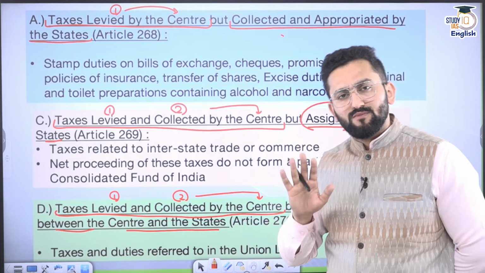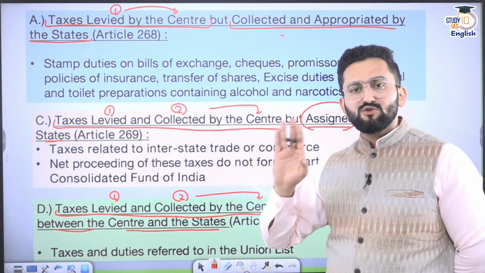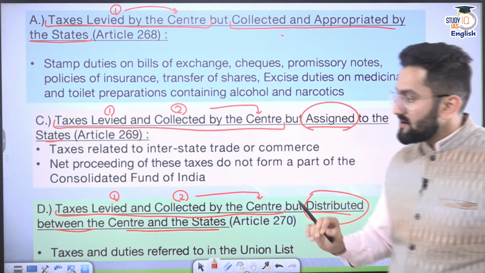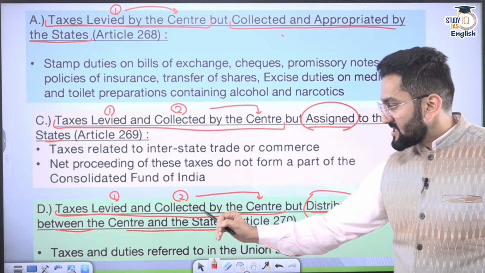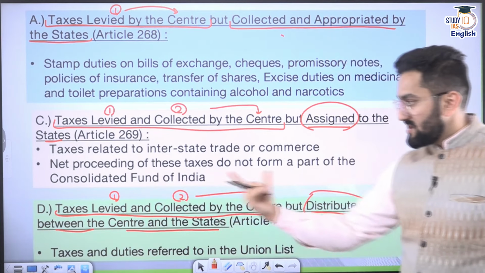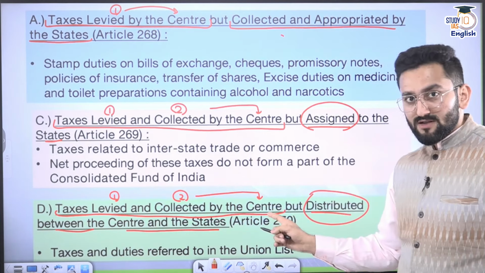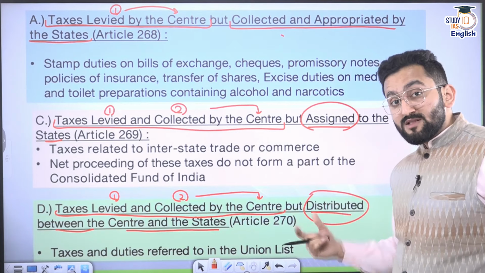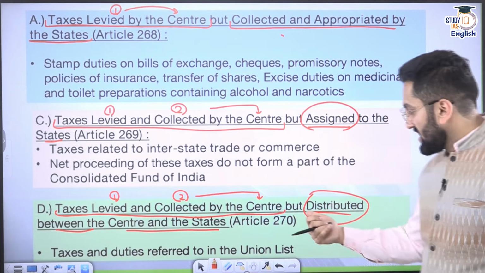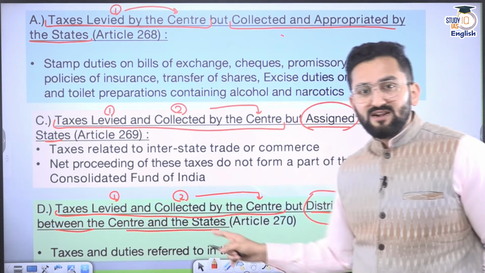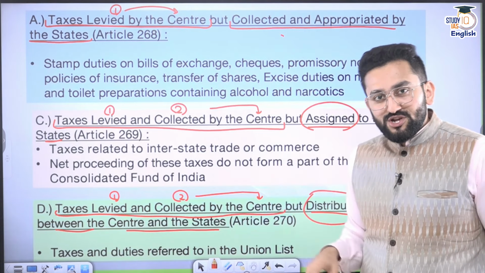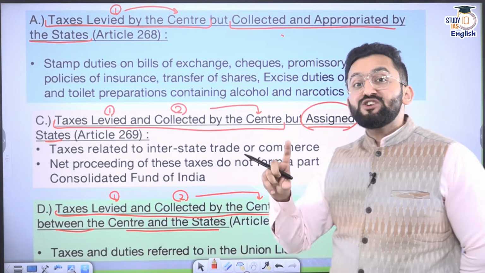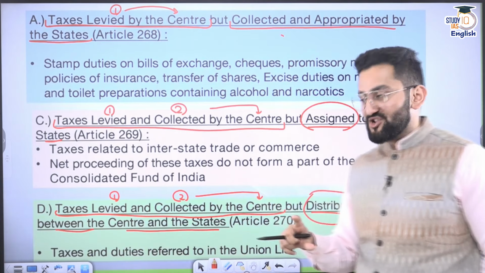Means center will say, no, I am just imposing and collecting. This is going to be divided among you. Okay, this is second formula. Third, taxes levied and collected by the center. It is same as the second point, but twist is in this distribution thing. It means distributed between center and state. Imposition we are doing, collection we are doing, but this tax is going to be shared between center and state.